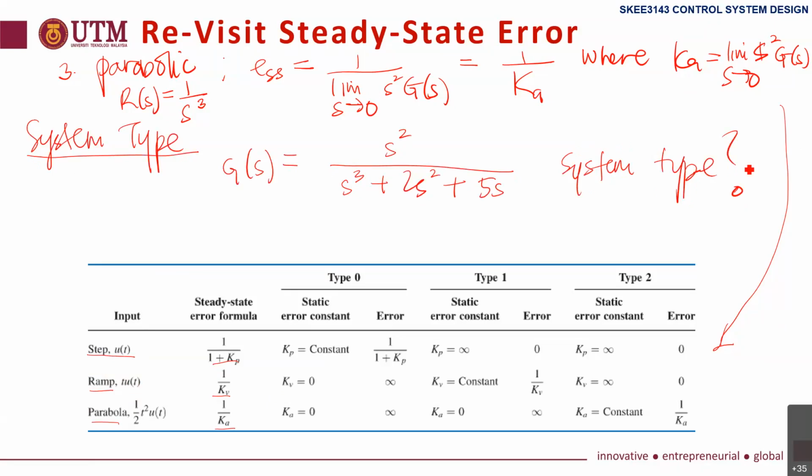Okay, anyone? Based on the transfer function G(s), what is the system type of this G(s)? Anyone can help? System type. I believe you have done this in 3133. Anyone?